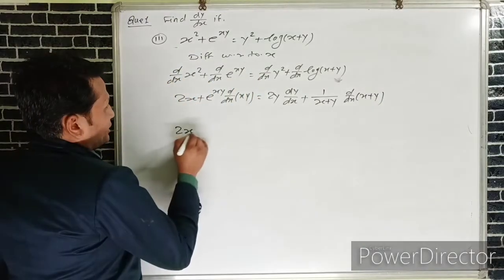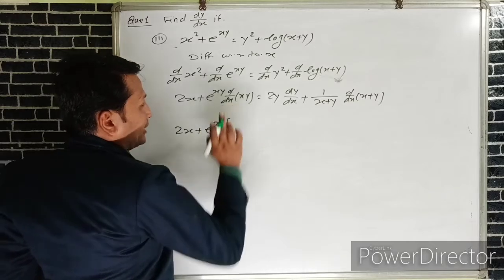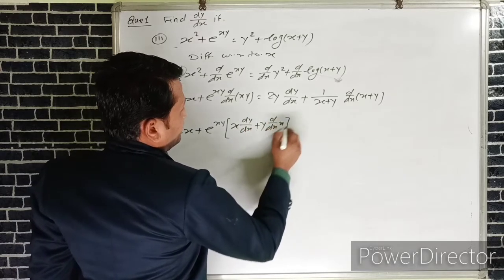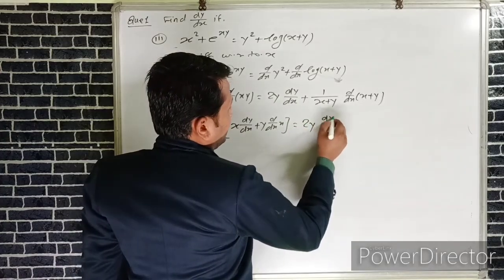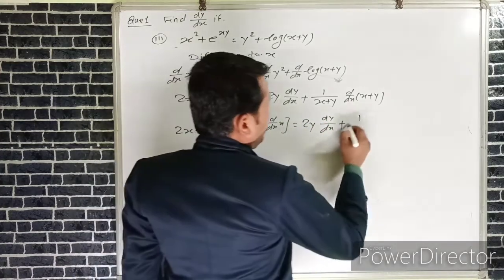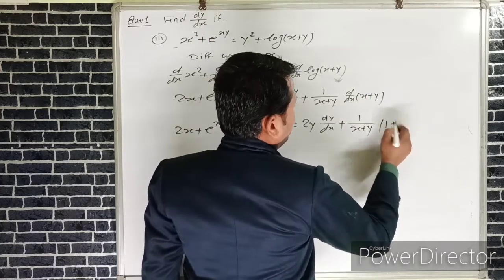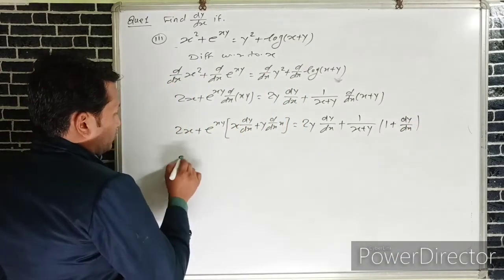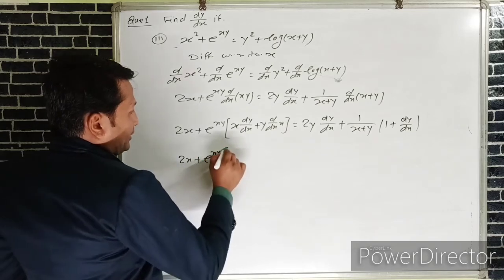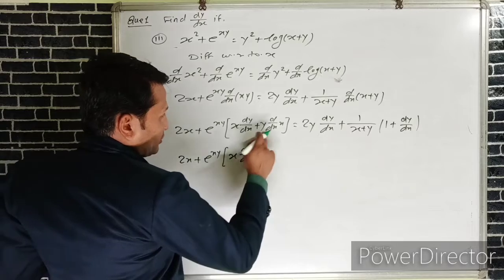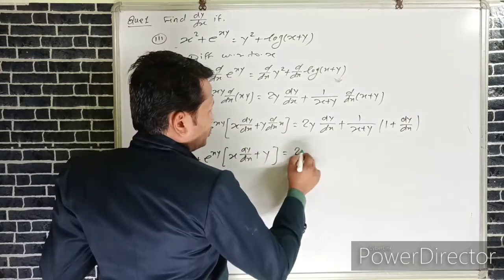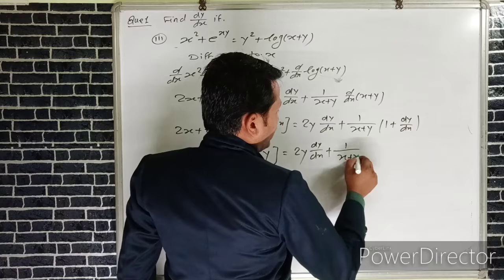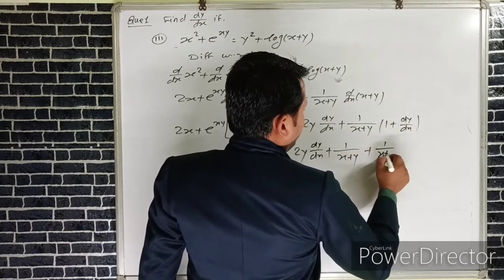Again we can write 2x as it is, plus e to the power xy, and we write the derivative of x into y is x into dy by dx plus y into derivative of x, is equal to 2y into dy by dx plus 1 upon x plus y, derivative of x is 1 and the derivative of y is dy upon dx. Again we can write it 2x plus e to the power xy into x into dy by dx plus y into derivative of x is 1, is equal to 2y into dy by dx plus 1 upon x plus y into 1, plus 1 upon x plus y into dy by dx.